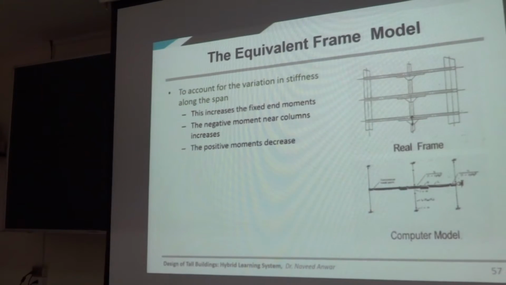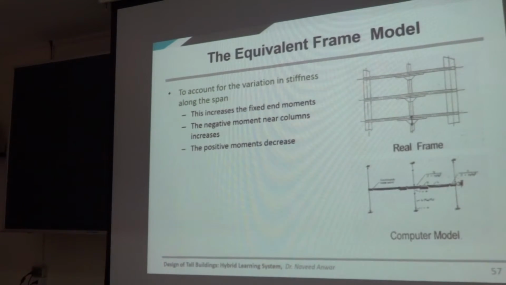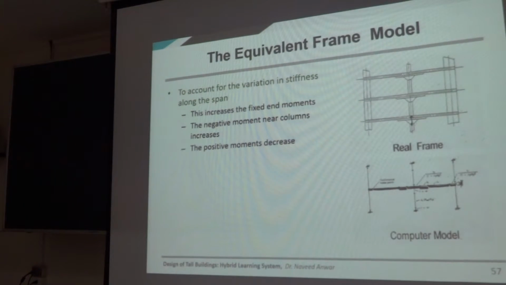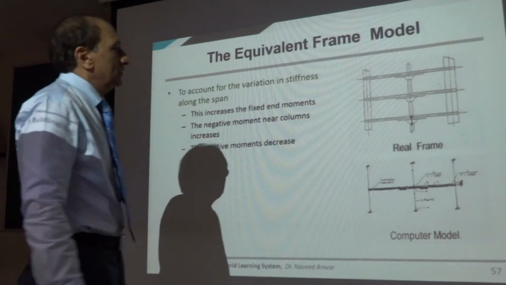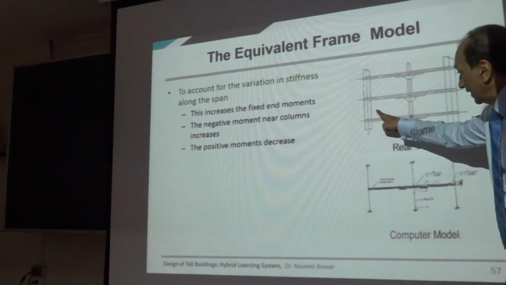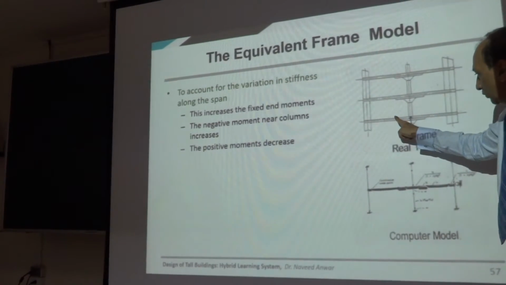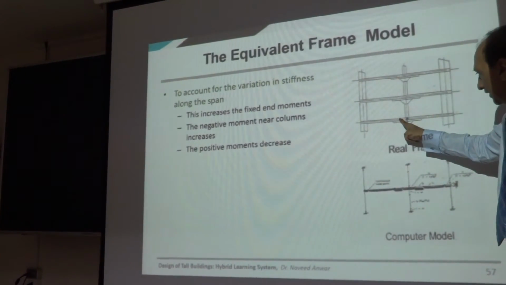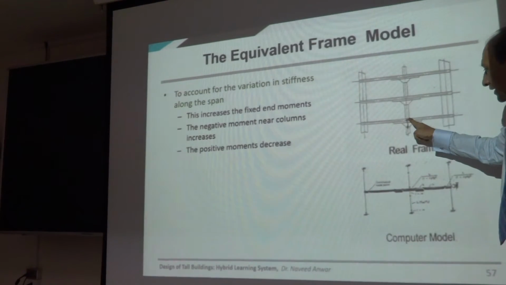So we need to modify the stiffness of the equivalent beam because of the change of the section, and we need to modify the equivalent stiffness of the column because of the rotational loss of the deformation compatibility. So the computer model needs to have many elements. One element from here to here, one element from here to here, one element from here to here, and one element from here to here.